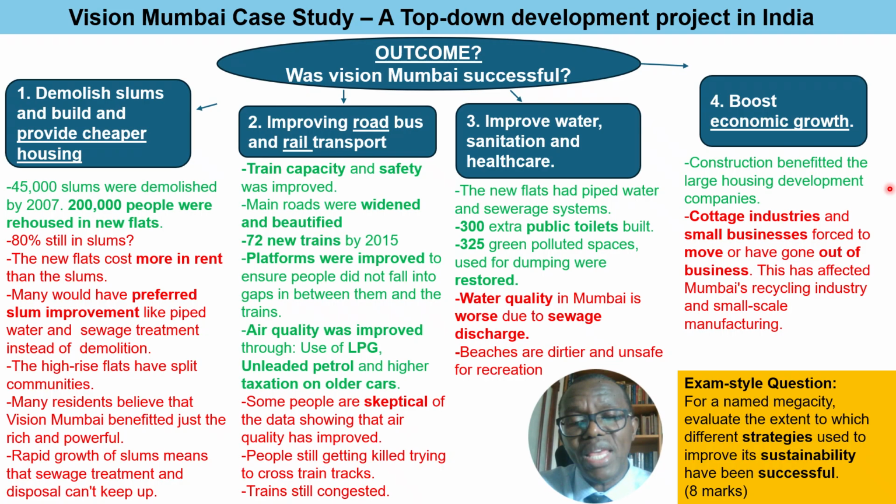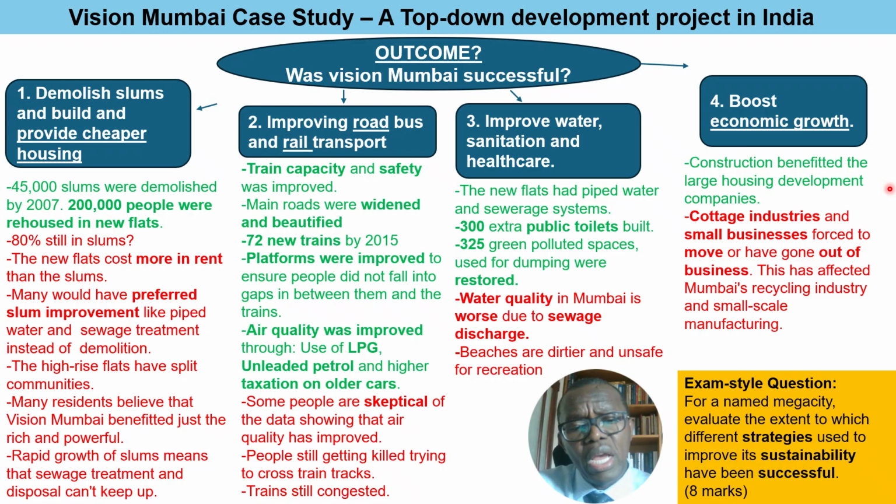Then the other way they improved the air quality was through unleaded petrol. And lastly, higher taxation on older cars. So older cars are known to pollute a lot more because the technology is older. So by taxing them more, that encourages people to buy newer cars rather than pay a lot more in tax for an older car. So that is aimed obviously at reducing air pollution and improving the air quality.